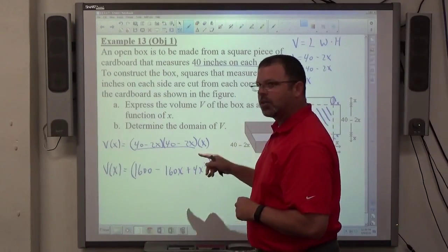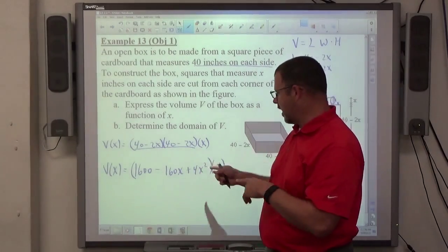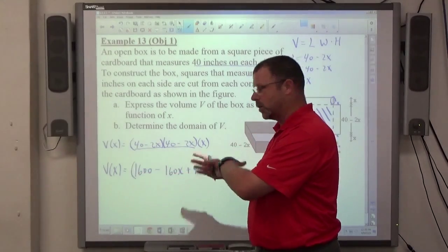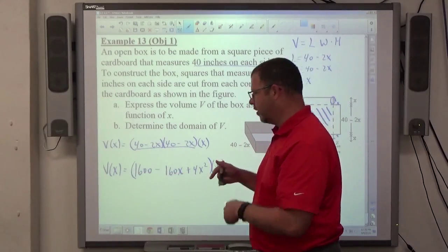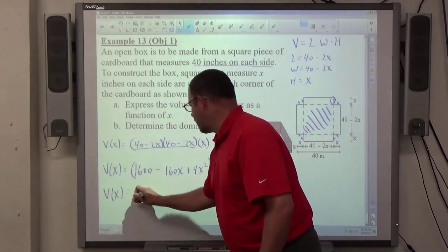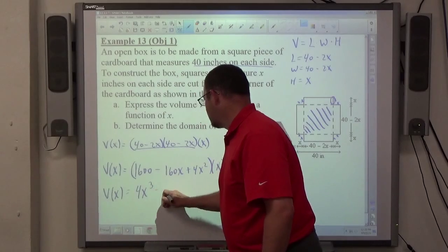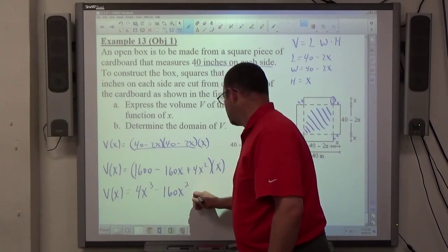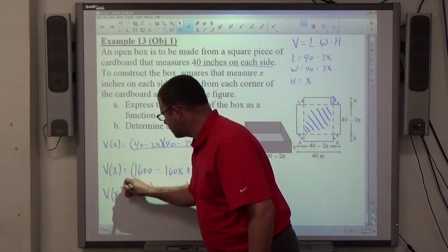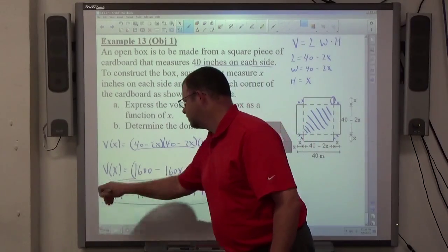Next I'm going to distribute the x through. Another thing I like to do personally is rearrange this. We usually get the numerical part first, in ascending order. I like to rearrange it so it's in descending order. It's not required to be descending order, I just think it looks nicer. So I'm going to get 4x cubed minus 160x squared plus 1600x. That's how you do part A.